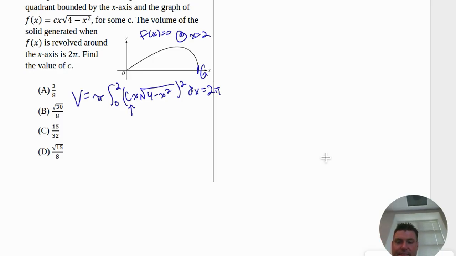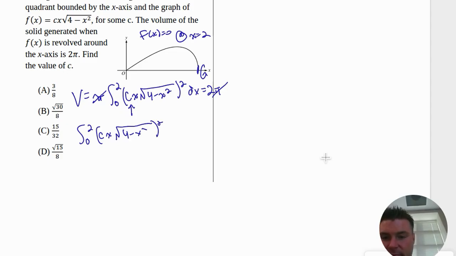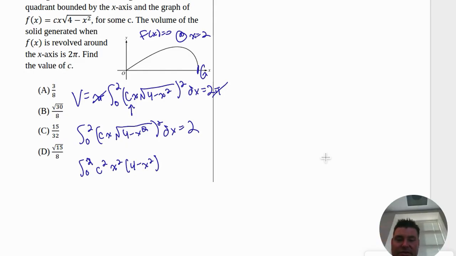Okay, so real quick, pi's cancel out, and I'm going to get the integral from 0 to 2 of cx square root of 4 minus x squared, dx is equal to 2. Before I integrate this, I can distribute that squared sign. So I'm going to go from 0 to 2 of c squared x squared times 4 minus x squared, because the square root's going to cancel out, dx is equal to 2.